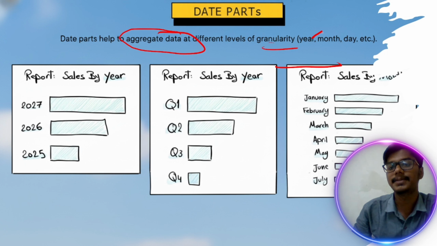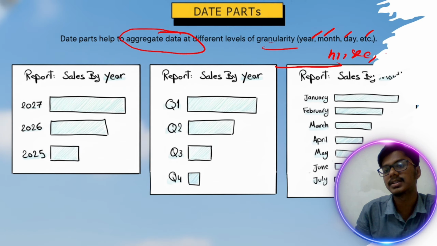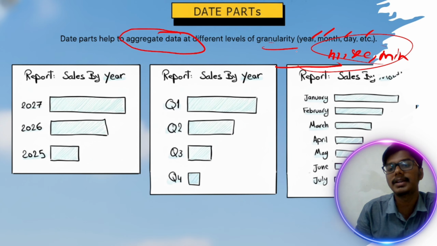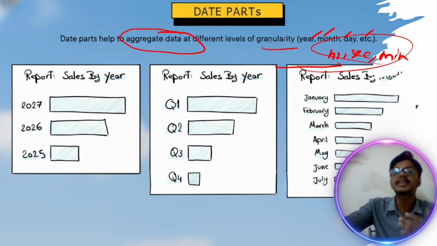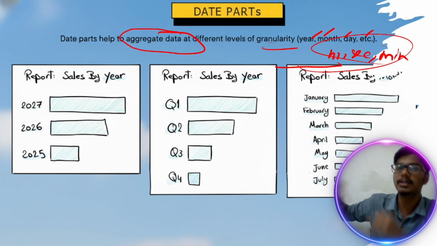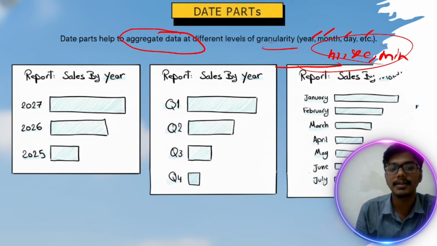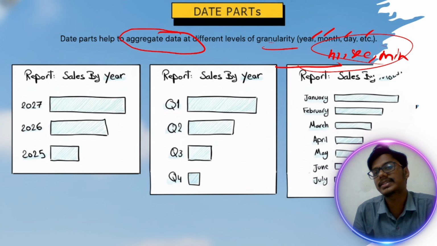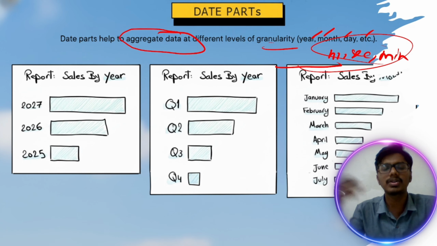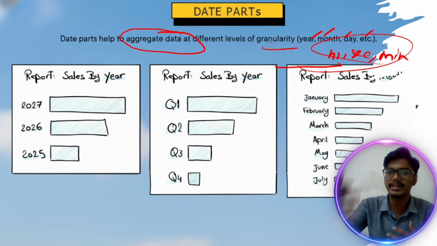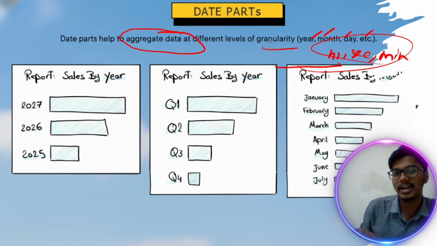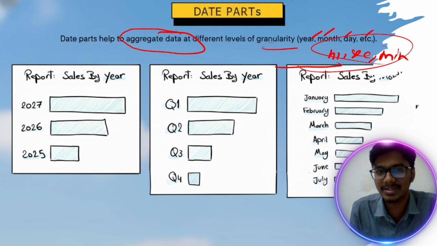Granularity means year, month, day, hours, seconds, minutes, whatever it may be. It may aggregate the data based on the granularity. When the interviewer asks what the use cases of date part extraction are, you want to say date parts help to aggregate the data at different levels of granularity. Granularity means year, month, day. The interviewer may get impressed by your answer.